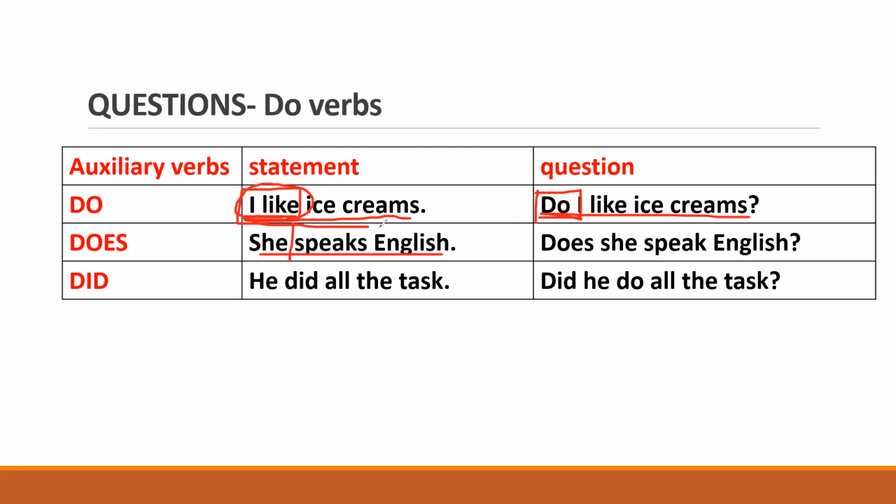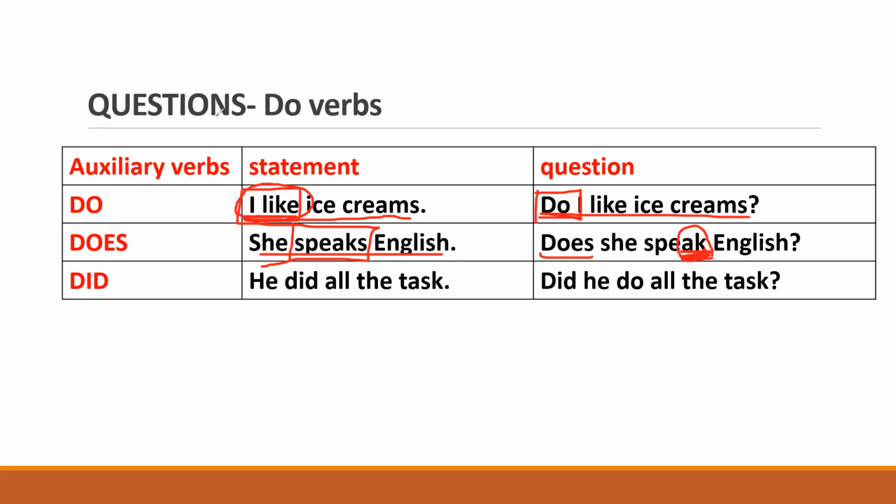Now, just because it is "speaks," the third person singular for the do verb is "does." Does she speak English? Here it's just "speak" and no S. Okay, so this is a common mistake people make. Be careful here. It is "does she speak English?"